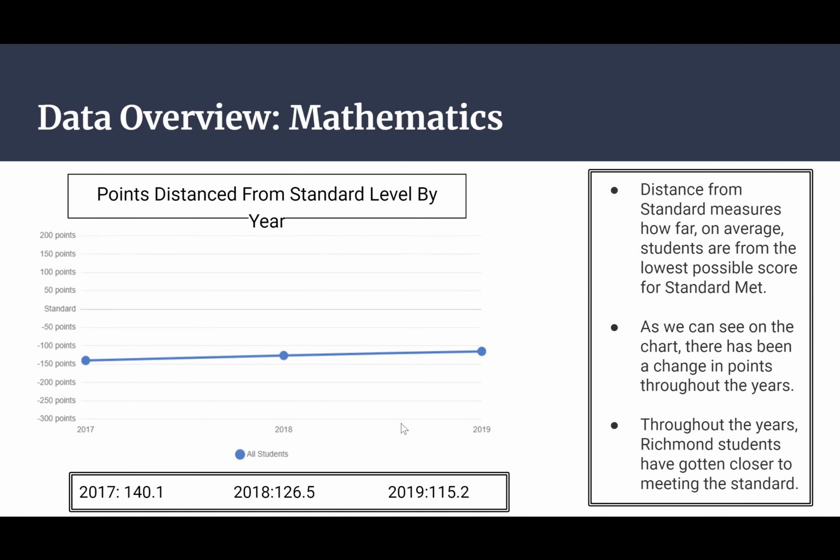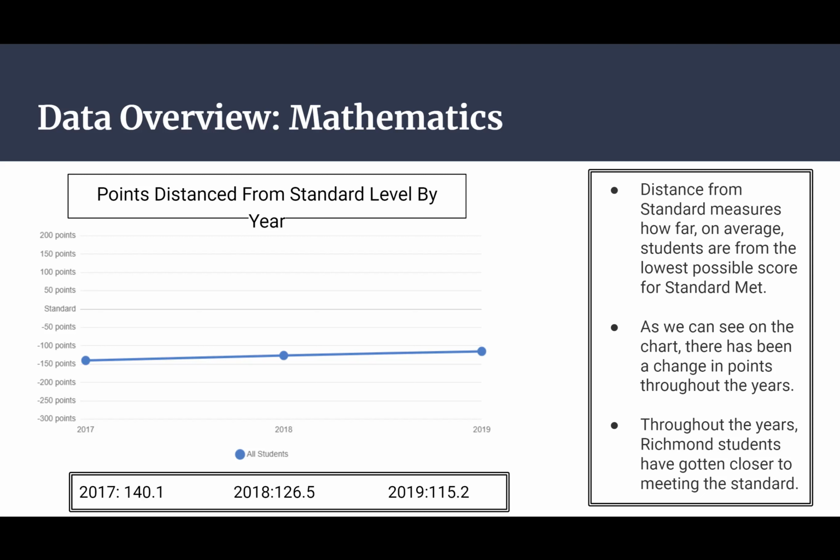Okay, on this slide, we're going to talk about the data overview of mathematics. And we have a graph here too. So this graph looks a little different because it's by points. So this graph shows, if you guys can see the middle part, it says standard. So that's where we're supposed to be meeting. That's if we get to those points, we're meeting standard. So with this, we looked at 2017, 2018, and 2019 also.